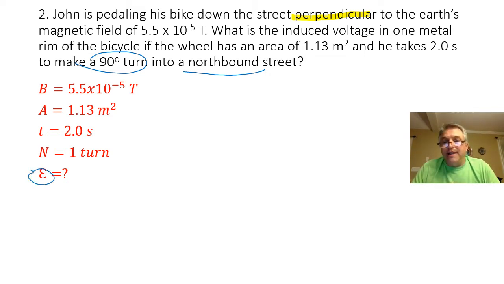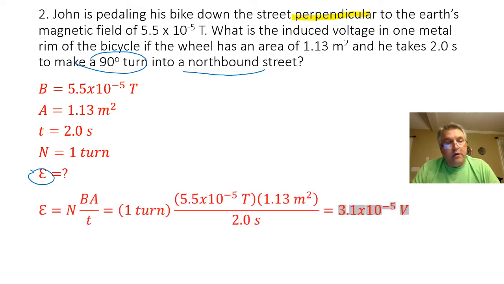So to find the induced EMF, we are going to have to use Faraday's law. And I know that the induced EMF is going to equal the number of turns times the magnitude of the magnetic field times the area divided by the time. I plug my known values into that equation, and I'm going to get an induced EMF of 3.1 times 10 to the minus fifth volts.